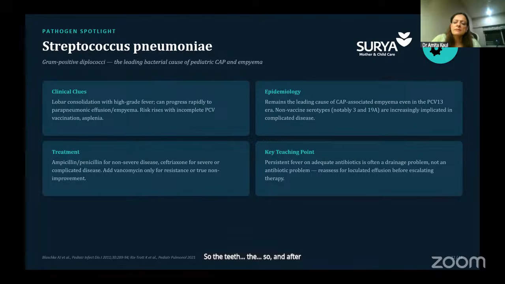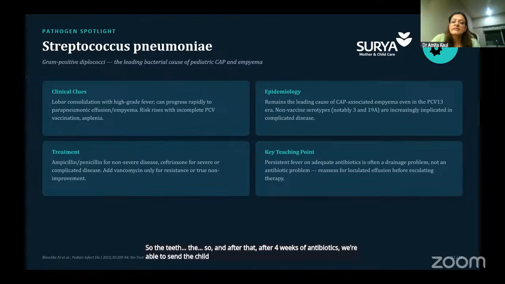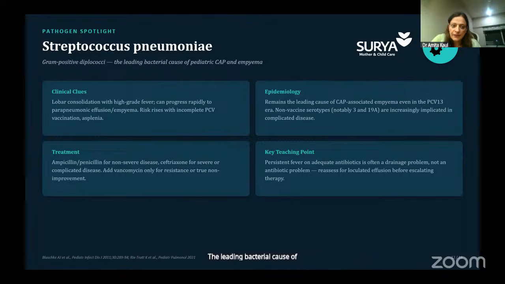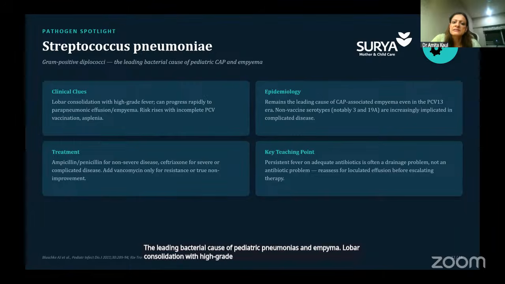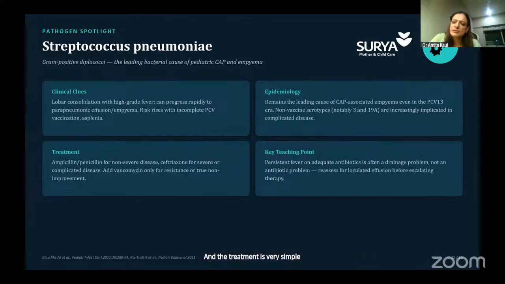After 4 weeks of antibiotics, we were able to send the child home. So what is the important thing about strep pneumonia? Strep pneumonia is a leading bacterial cause of pediatric pneumonias and empyema. Lobar consolidation with high grade fever is the clinical clue, and it progresses very rapidly to parapneumonic empyemas, and the treatment is very simple. Most of them are sensitive to ceftriaxone. A lot of areas are getting ceftriaxone resistance, so vancomycin can be used.